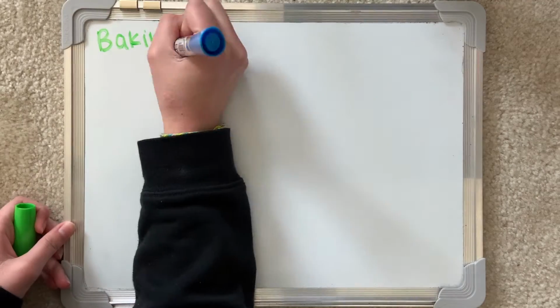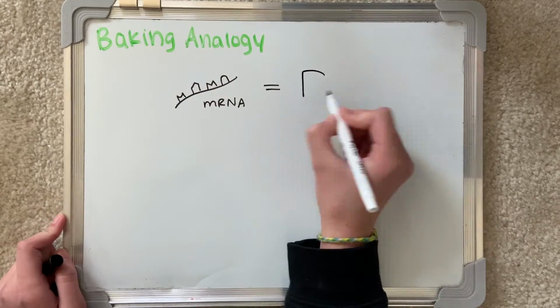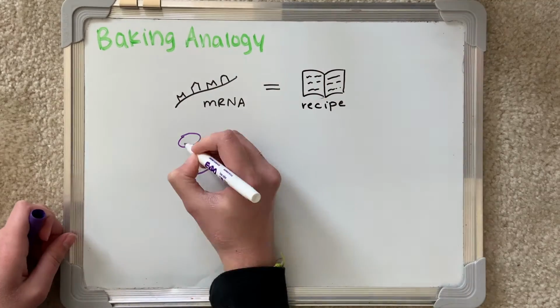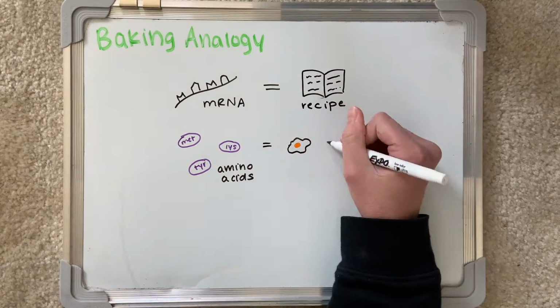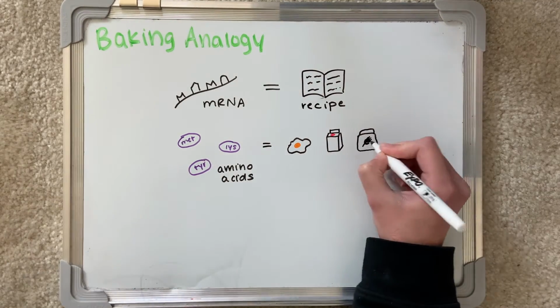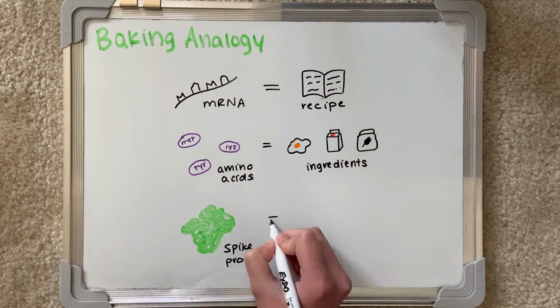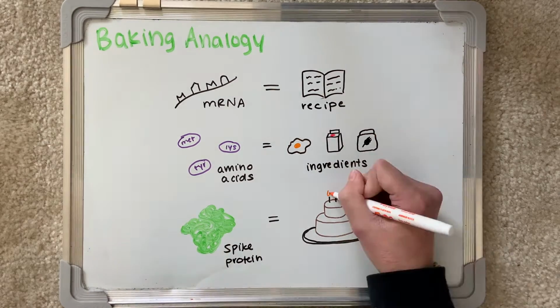To help understand translation, let's use a baking analogy. The mRNA strand is like a cake recipe that tells us what ingredients we're going to need and how to make the cake. The amino acids are analogous to the cake's ingredients because they make up the final product. Lastly, the cake is like the spike protein at the end of translation.